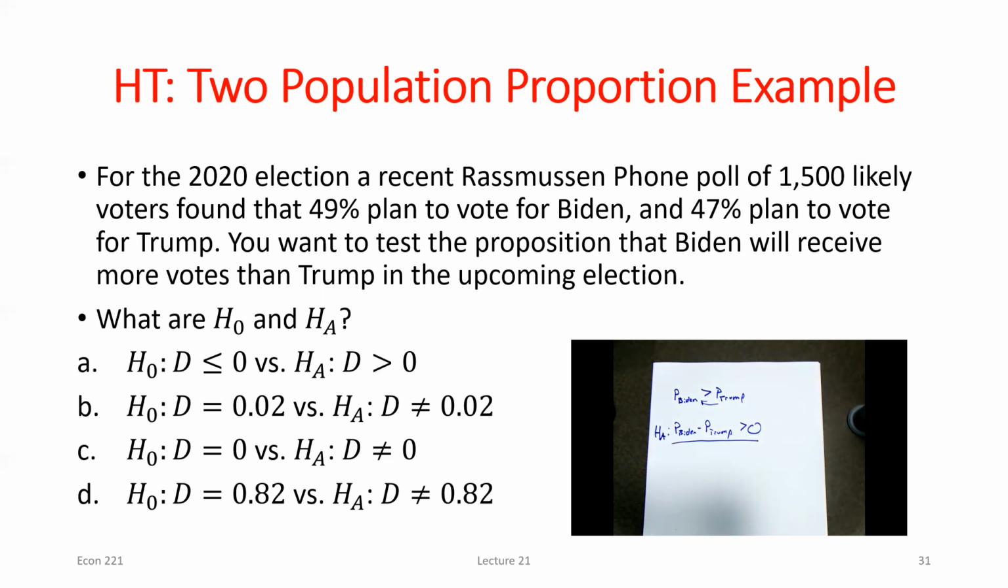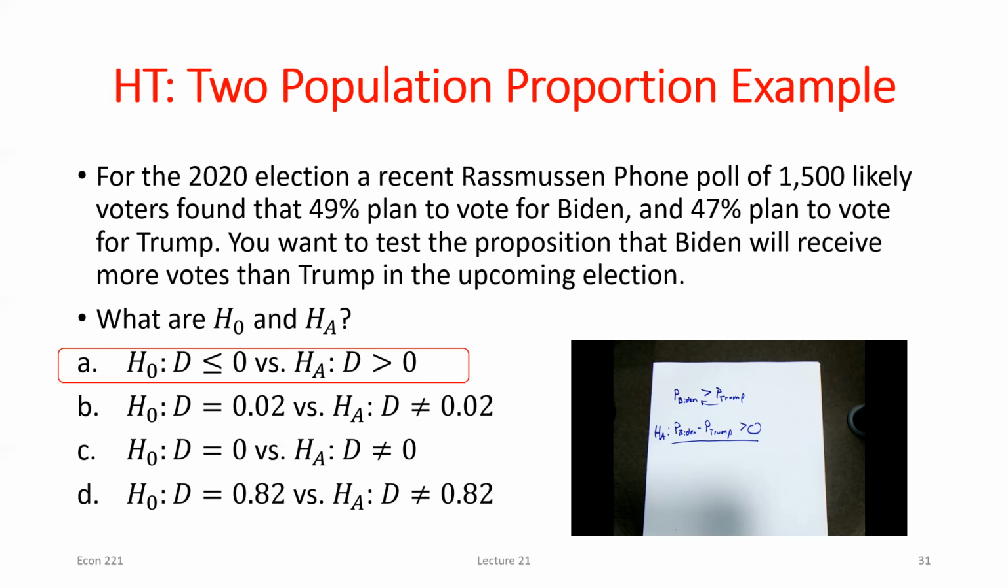Whatever I'm trying to test for, that's my alternative hypothesis. So I've got, is that difference greater than 0? I'll assume the opposite is true, which is that it's less than or equal to 0. So here, my null and alternative should be A.